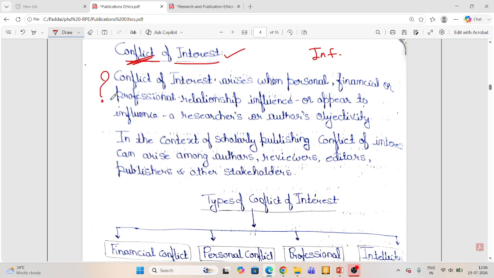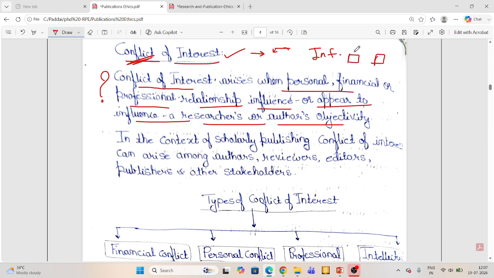So conflict means विवाद, difference. So when does this conflict of interest arise? When personal, financial or professional relationships influence or appear to influence a researcher's or author's objectivity. So let's say some publication has promised me indirectly that if I publish this particular paper in their publication, they will offer me some monetary help. So that is my personal objective. This is a conflict. Or if there is a publication, and two people, husband and wife, are in a relationship, they can have a conflict of interest.